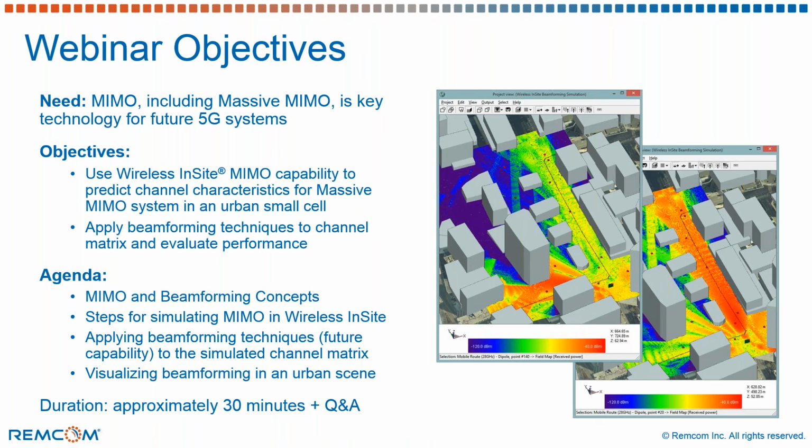Our agenda involves first covering some of the basic concepts for MIMO and beamforming, then walking through some of the steps for simulating MIMO in Wireless InSite, then the techniques that we use to apply beamforming to the simulated channel matrix outputs from the Wireless InSite simulations, and finally showing some of the results, visualizing beamforming and looking at signal to interference plus noise ratios and other outputs from the simulations. We expect this webinar to take approximately 30 minutes, plus questions and answers.